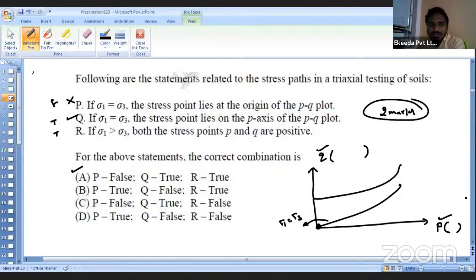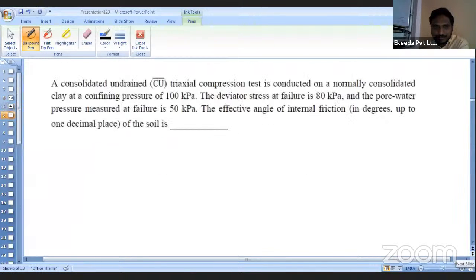See, there is not much calculation needed for this problem, but if we simply remember this directly, we can score the 2 marks, right? So like that. And let us see the next question.